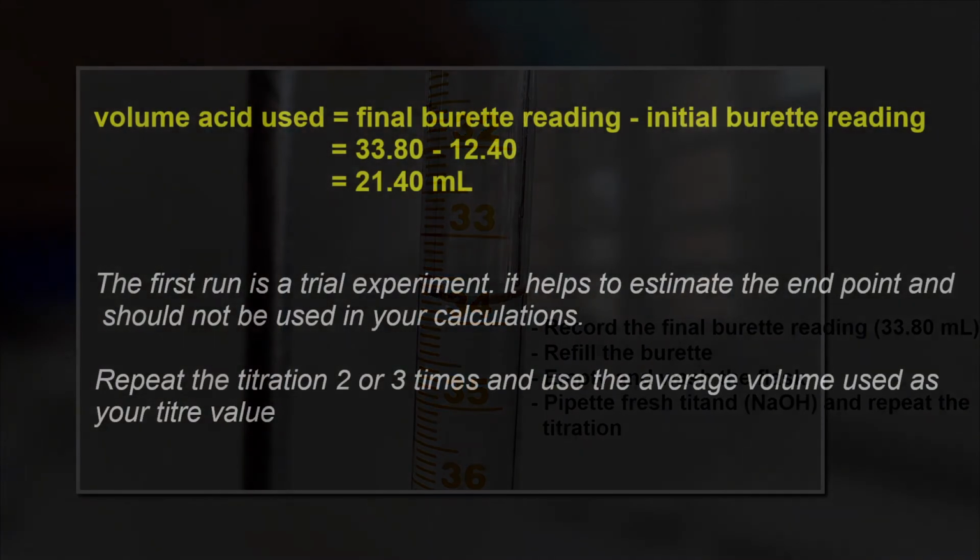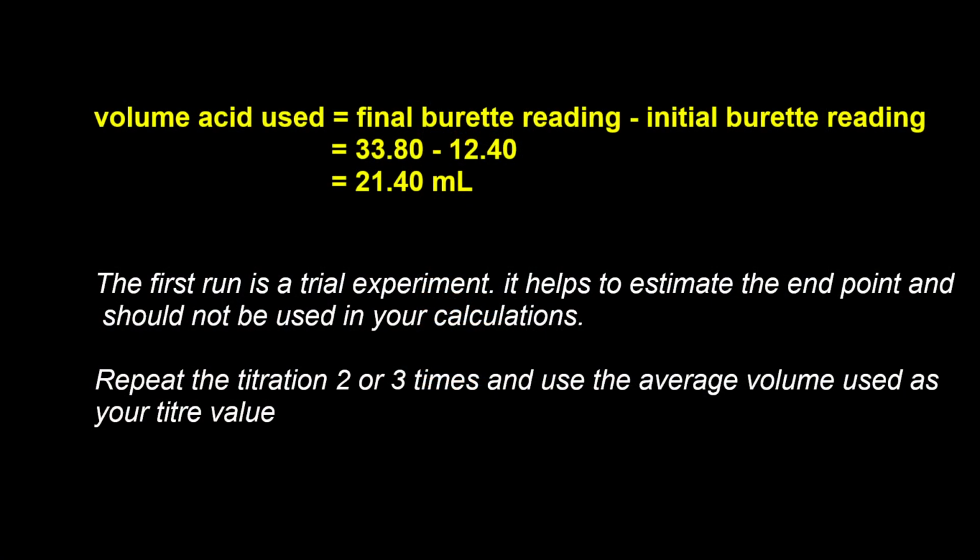The first run is a trial one, and it is used to estimate the volume of acid required to neutralize the base. Repeat the experiment 2 or 3 times, and use the average value. Refer to the notes for calculations.